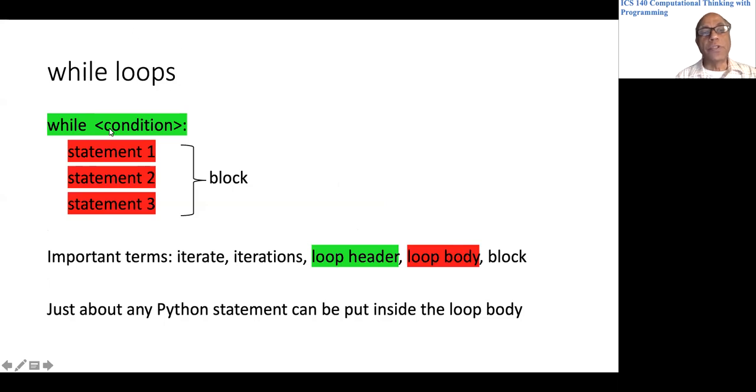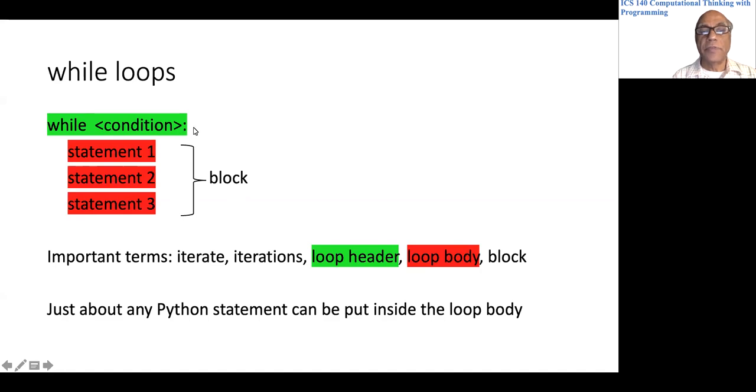Now we need to use some terminology in our discussions regarding while loops or loops in general. There is going to be one more loop coming your way next week, that is for loops. You know that you write a while loop like this: while, and you put a condition and you put a colon, and you can put a bunch of statements. These statements, I have shown them in red, are called the loop body. The stuff that is in green is called the loop header.